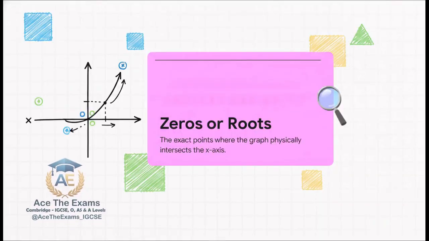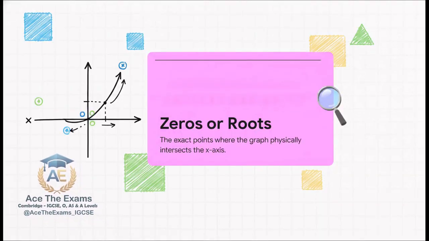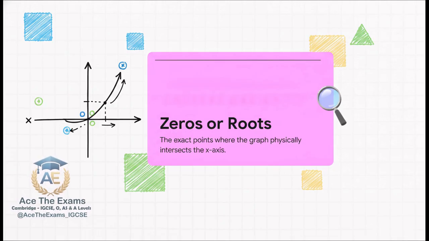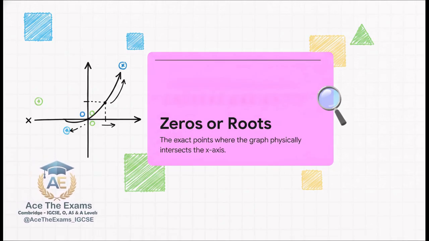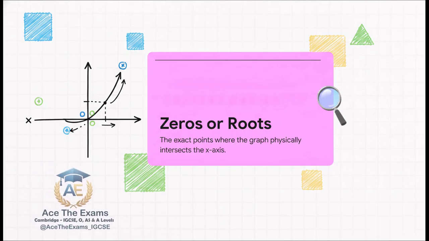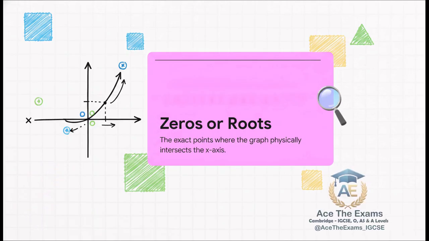So what are we actually looking for here? You'll hear the terms zeros and roots tossed around constantly, and they mean the exact same thing. We are talking about the precise coordinates where our curve crashes right through the horizontal x-axis. In a lot of high-stakes word problems, finding these roots is literally the entire point. It's how you find the solution to the equation.